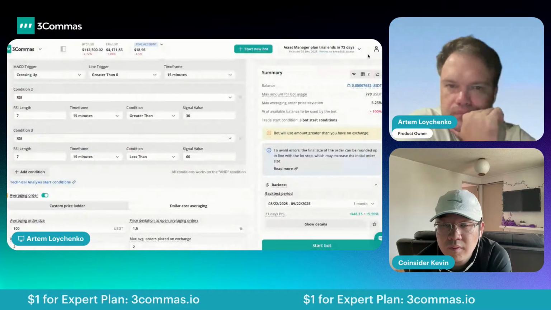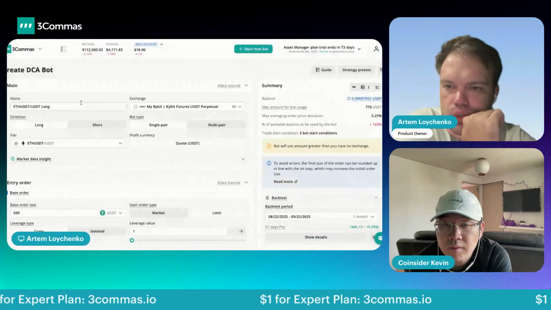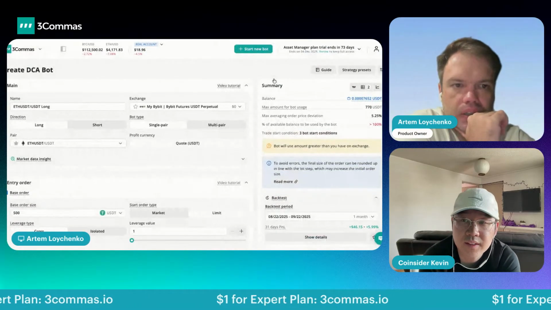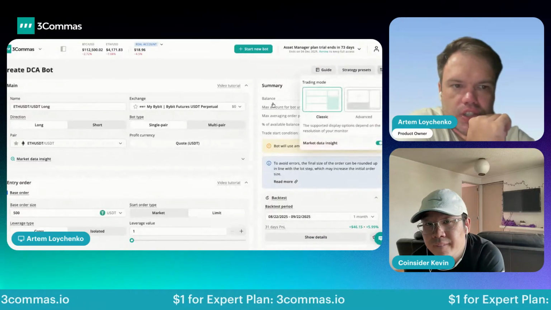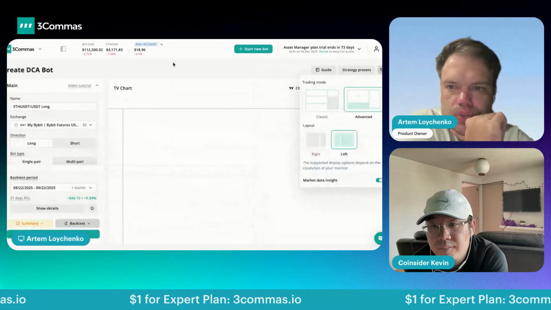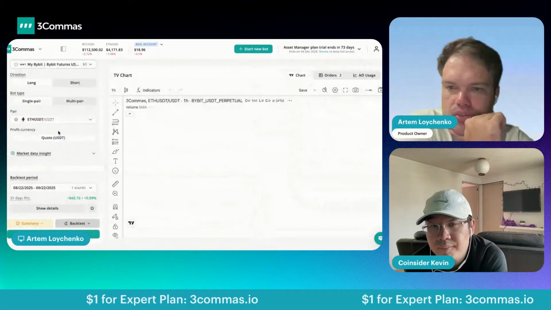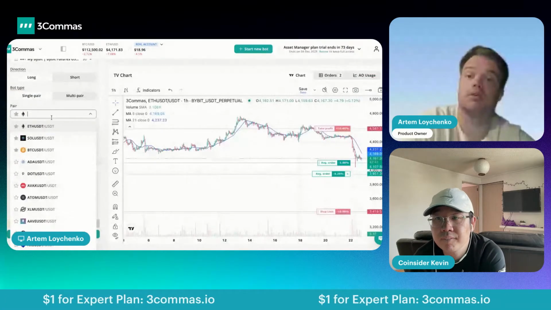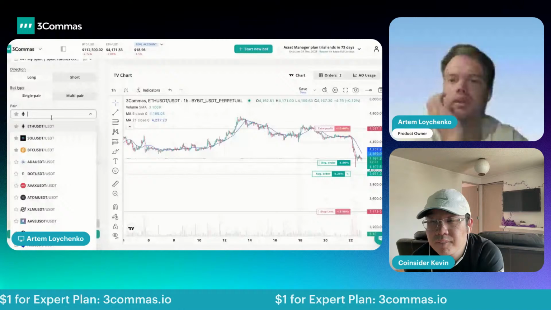Okay, let's see what we can do with Ripple, right? Yeah. First I will change the layout so we can discuss how the strategy goes now and then how the price goes.